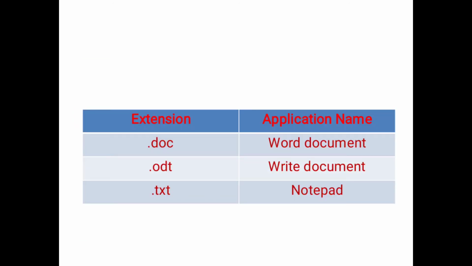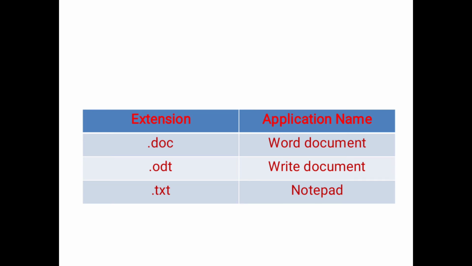Now, let us see some extensions used to save files. First one, .doc. This extension is used to save a Word document. Second one is .odt. It is used to save a Writer document. Next one is .txt. It is used to save a file in Notepad.